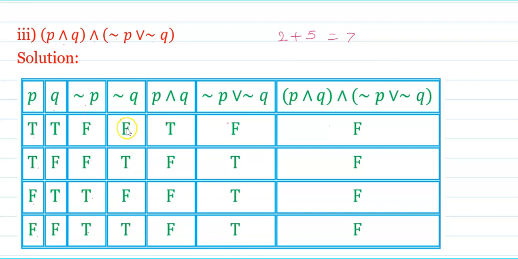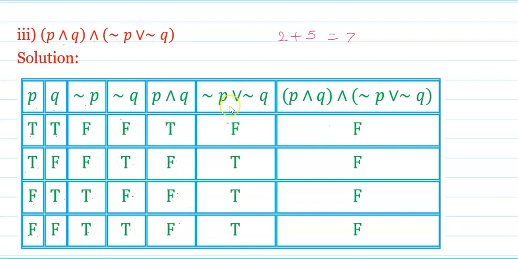Now the negation of Q, I will repeat again. Negation of T is F. Negation of F is T. Negation of T is F. Negation of F is T. Now we'll find out the AND between first and second. What for AND? Both of them must be true. Now both the first cases are true. Therefore it is a true. The rest: F, T and F is F, F and T is F, F and F is F.